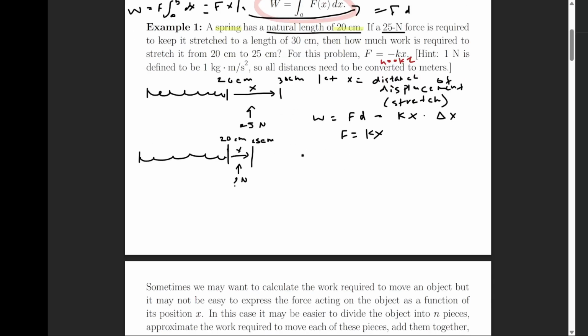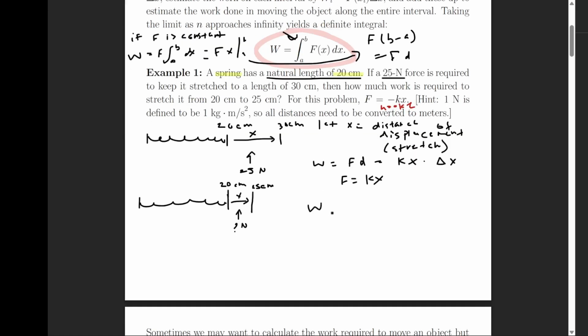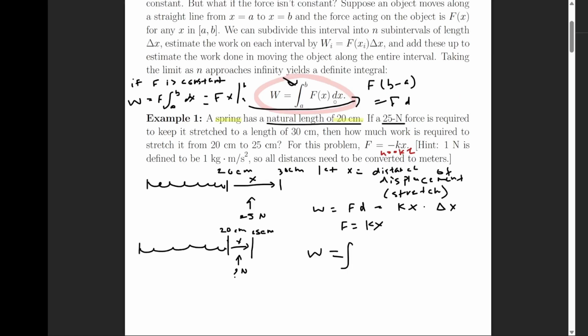Okay, so if we want to rewrite it like this, we have work equals the integral, and now we have to figure out what our a and b are. A is usually the displacement from rest, and b is usually the final displacement, but it honestly depends on the question.